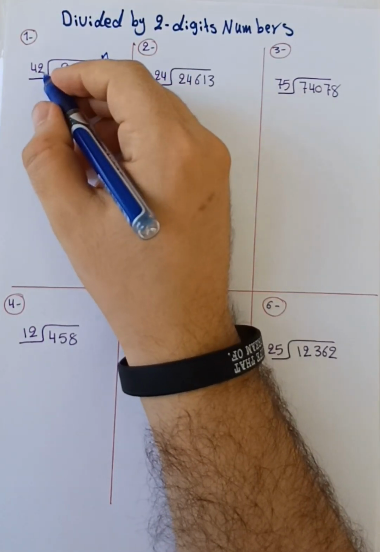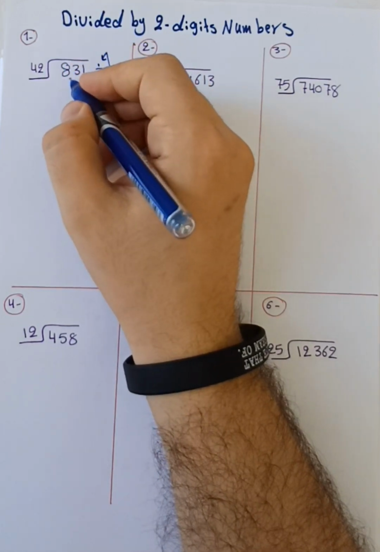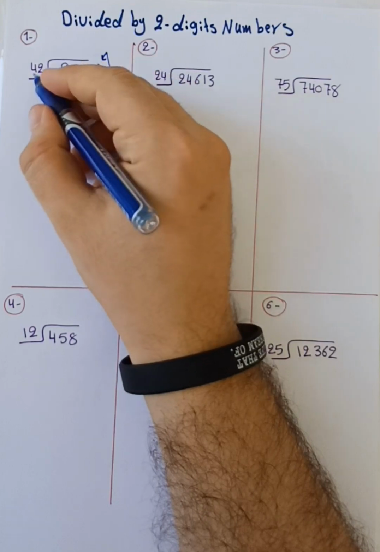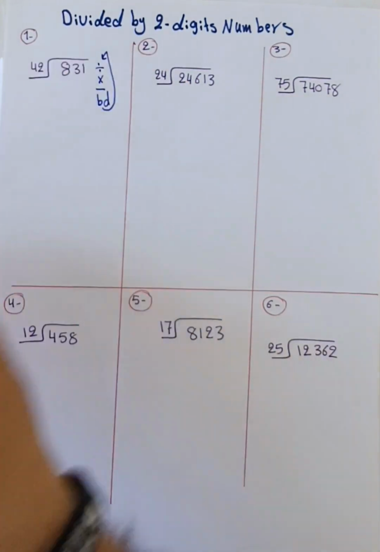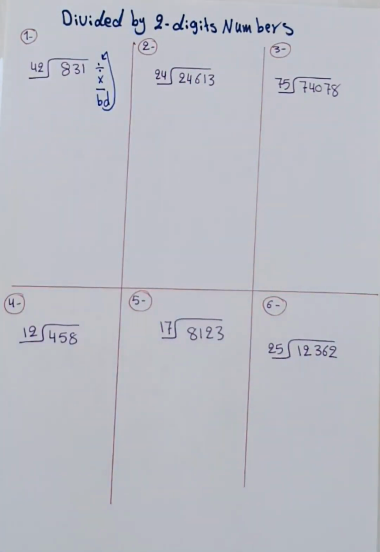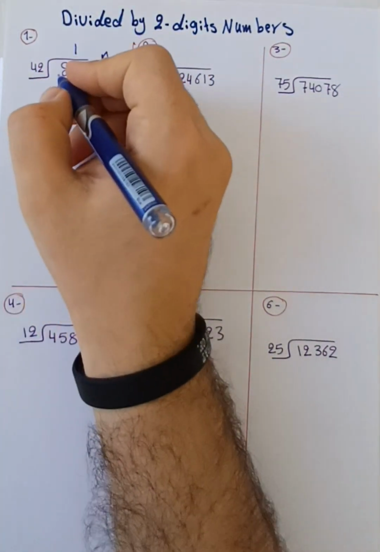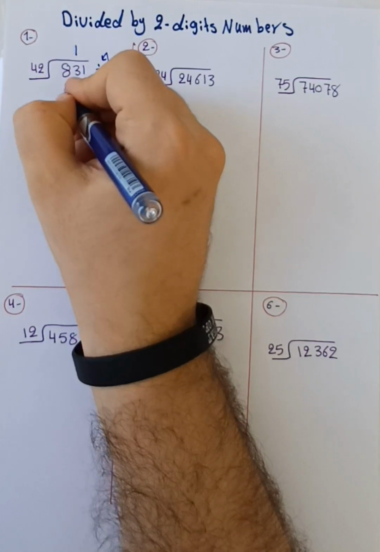8 divided by 42 we can't. So we have to take these two numbers, 83 divided by 42. So how many 42s are in 83? We have only one. 1 times 42 equals 42.